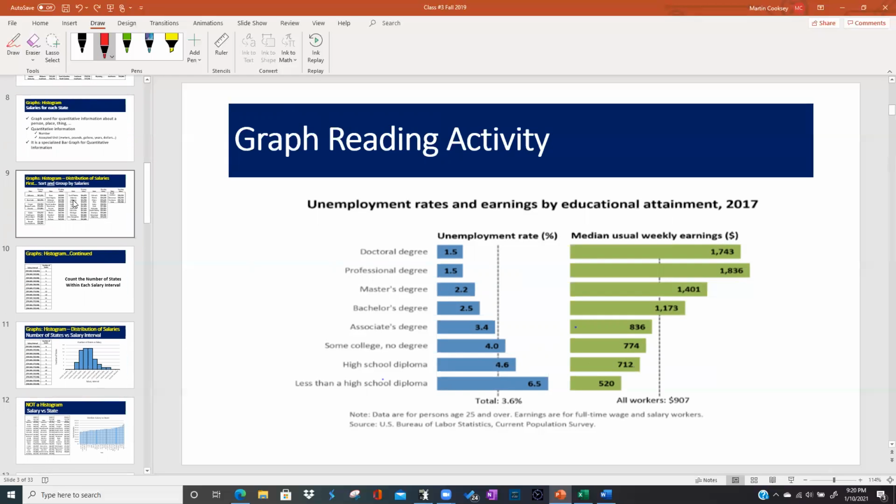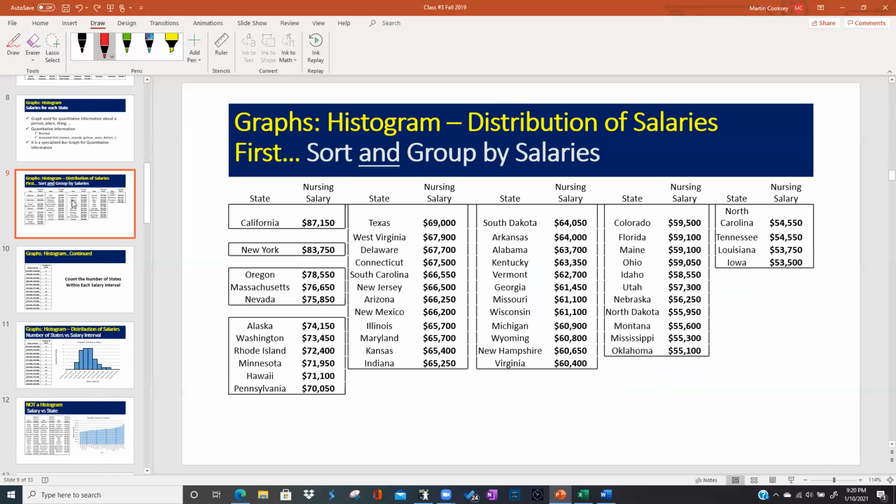So with that, if we take a look at just the salaries, what's included here is the states also, but in the very end, we're really only concerned with just the values, the nursing salary. And then what I've done here is I've grouped them according to salary, what we call salary ranges. So the salary range, let's start over here.